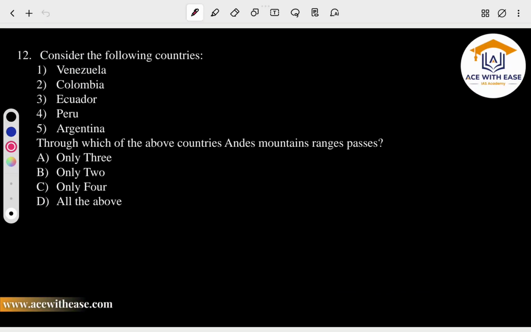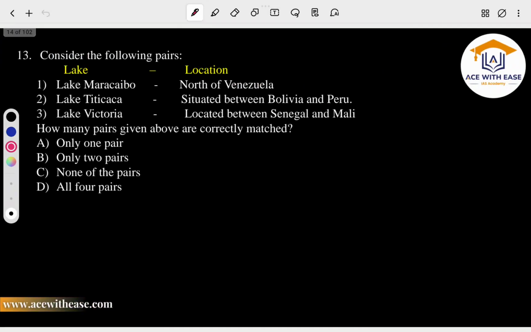12th question: consider the following countries through which the Andes mountain range passes. Here the correct answer is all the above. We know that the Andes mountain range in South America passes through Venezuela, Colombia, Ecuador, Peru and Argentina. So the option here is D, all the above countries.